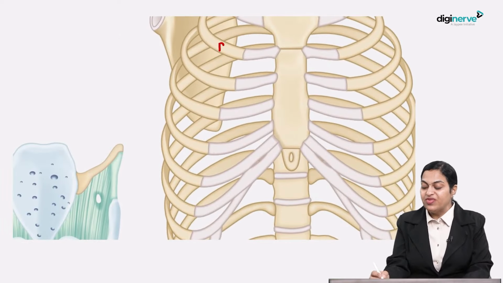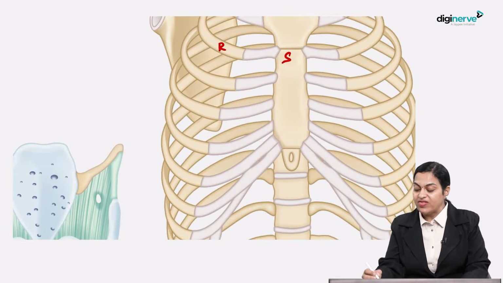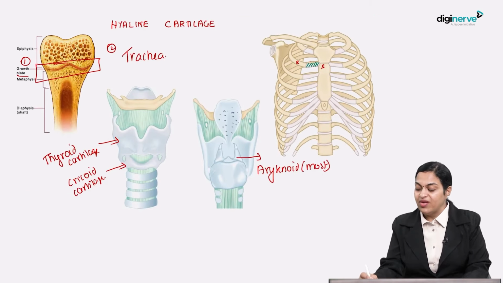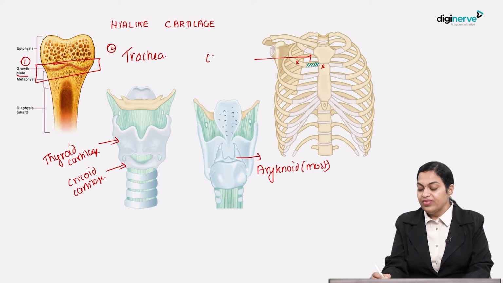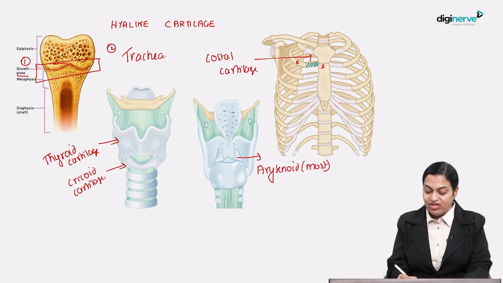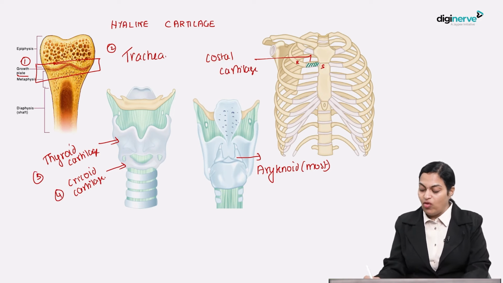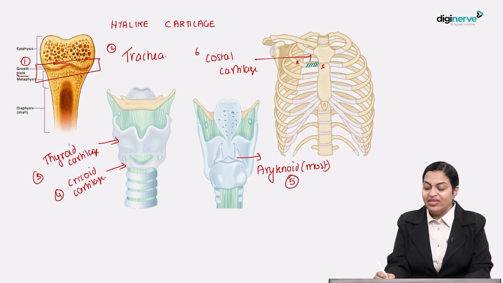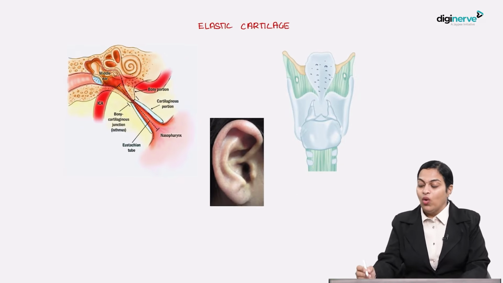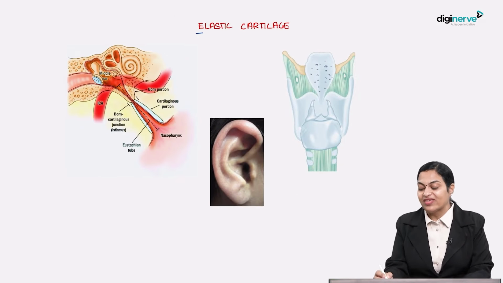You can see the ribs here, the sternum here. Yes, what is this connecting the sternum to the ribs? The costal cartilage. That is also made up of hyaline cartilage. Okay, so the epiphyseal growth plate, the trachea, the cartilages of the larynx, thyroid, cricoid, most of the arytenoid and the costal cartilage are the best examples for hyaline cartilage. What about elastic cartilage? Remember 3 E's. What are they?